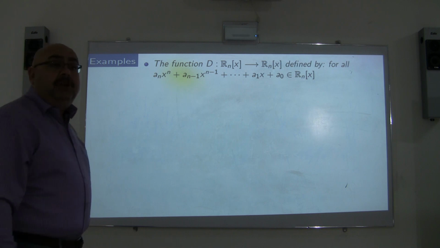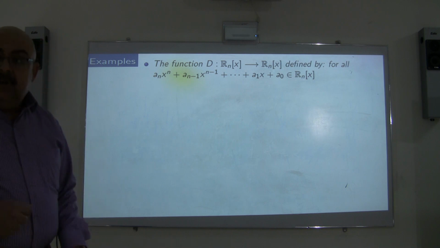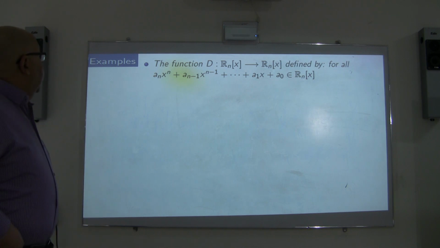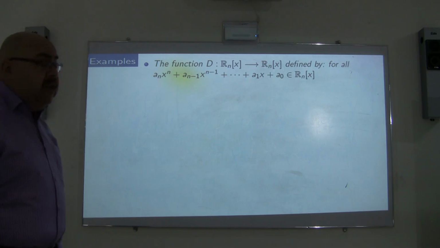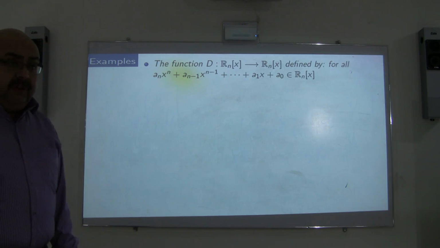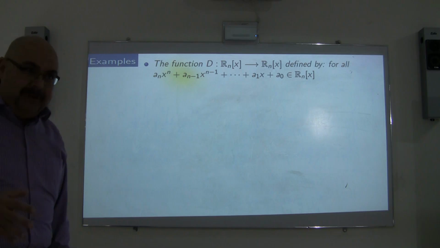Look at this application also. Ms. Jana, please leave yourself. He is asking you the function B such that R sub n of x is the symbol for a polynomial.